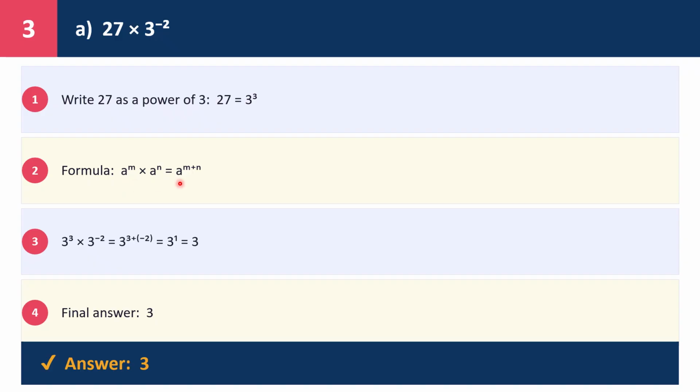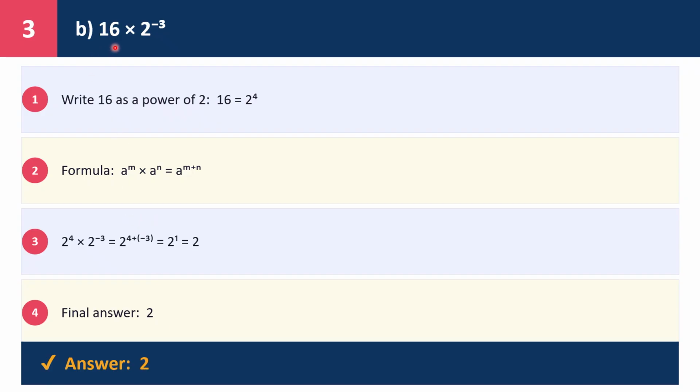So what is our base? a. We are adding the powers, m plus n. Let's come to the sum. Now 27 we write as a power of 3, that is 3 power 3 into 3 power minus 2. So here what is our base? That is 3. So add the powers. 3 plus of minus 2. Plus into minus is a minus. So 3 minus 2 we have. So 3 power 3 minus 2. 3 minus 2 is 1. 3 power 1 is nothing but 3. So what is our final answer? That is 3.